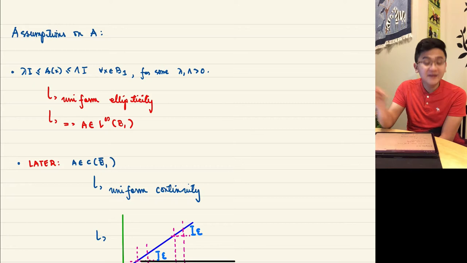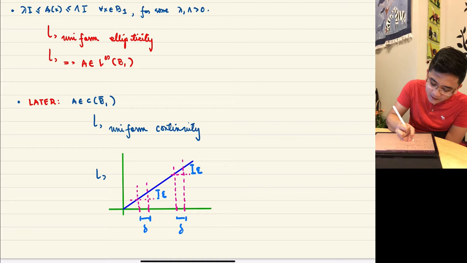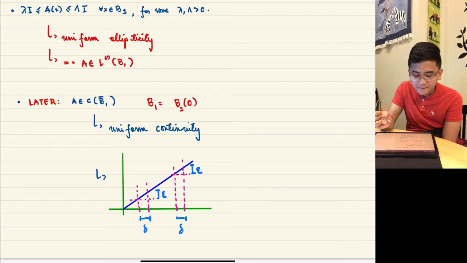Now, later on, for our result, we are going to need that A is continuous in the closure of B1. And note that B1 is the unit ball centered at 0 of radius 1. Now, the closure of B1 is compact. So that means that A is going to be uniformly continuous.